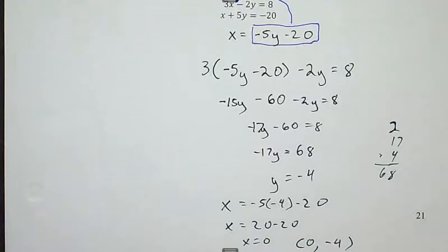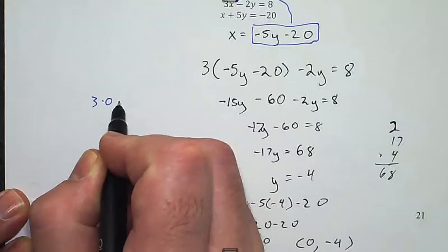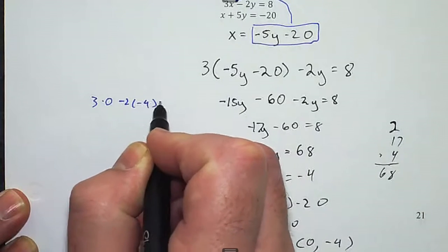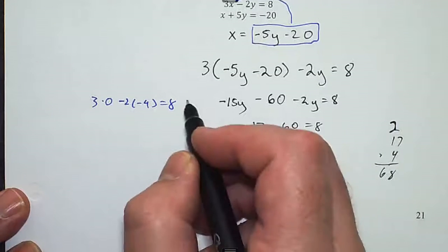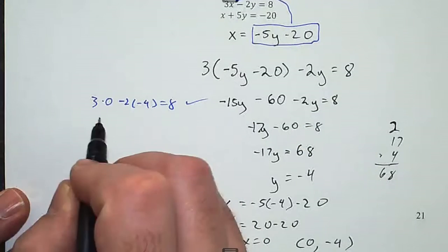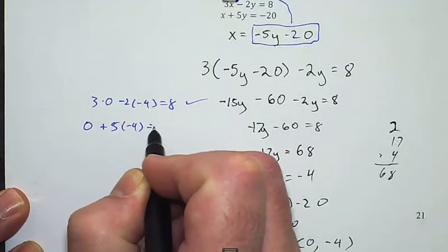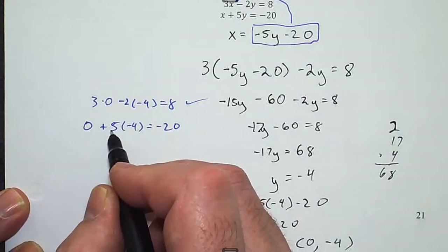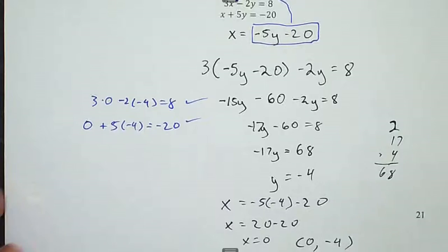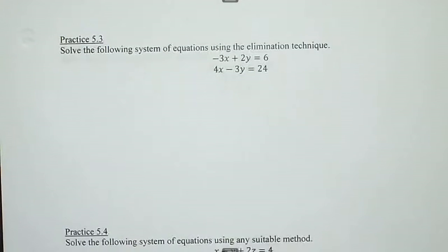We want to check, though, so let's check in the first equation. So 3 times 0 minus 2 times a negative 4, does that equal 8? Well, that's 0, and then minus a negative is plus a positive, so I'm going to say that works. And we'll try the bottom one. 0 plus 5 times a negative 4 equals negative 20. That's also true. So, yeah, we did it. All right. Please try the next practice problem.